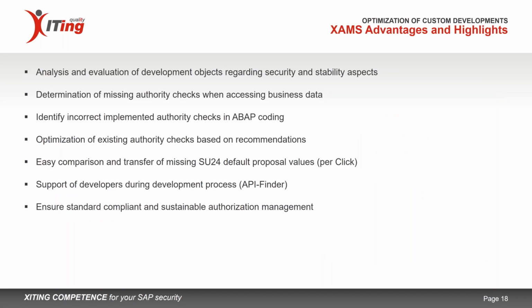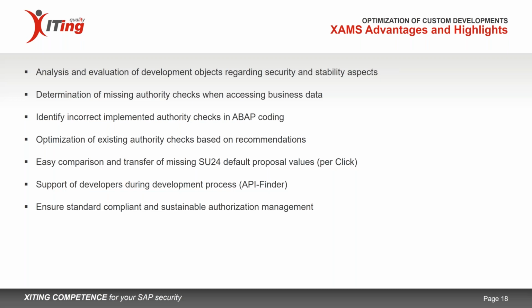Okay. So analysis and evaluation of the development objects regarding a security incident. Again, that's part of where we differ from code scanning. Our code scanner has kind of a security slant to it. It's really looking at the security side of your code. If we have missing authority objects or authority checks in the system, we'll call those out for you.